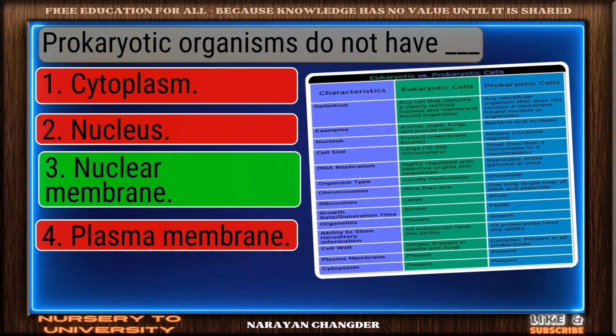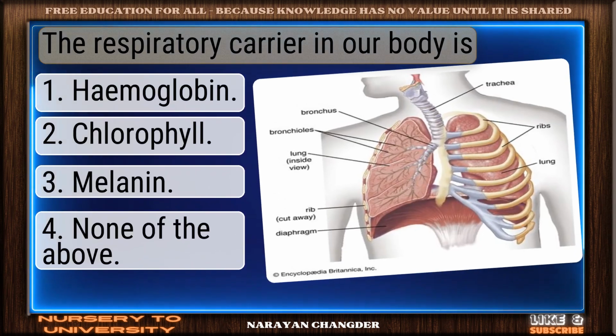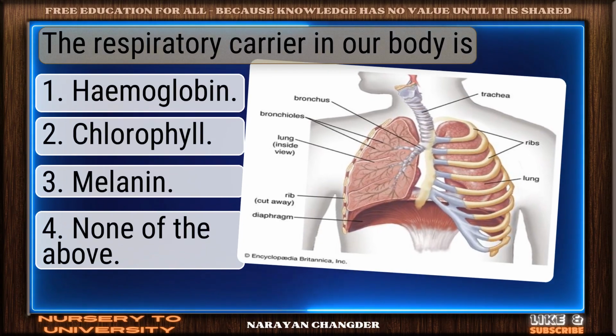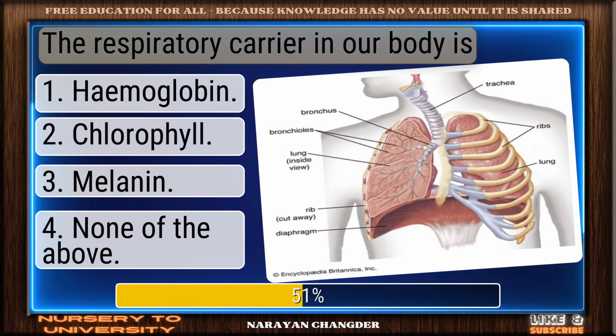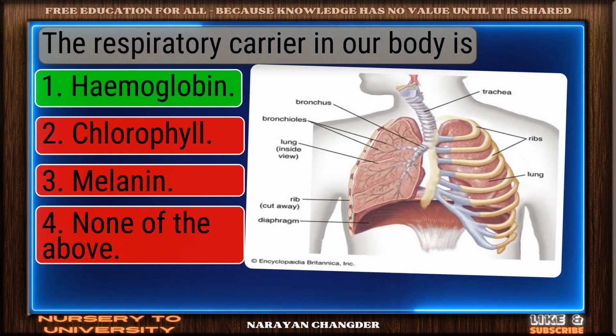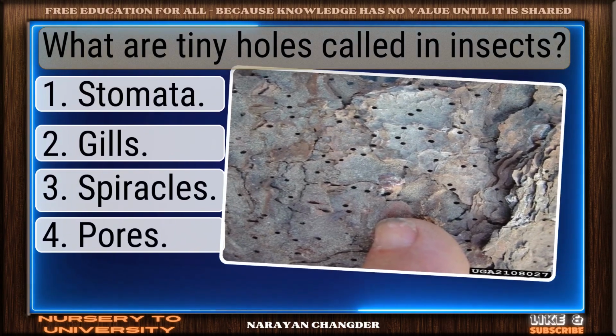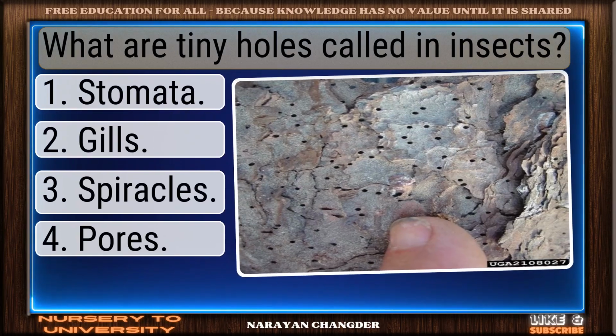Nicely done. Nuclear membrane is a solid answer. Question number 139. The respiratory carrier in our body is? Well reasoned. Hemoglobin is the correct choice. Question number 140. What are tiny holes called in insects?